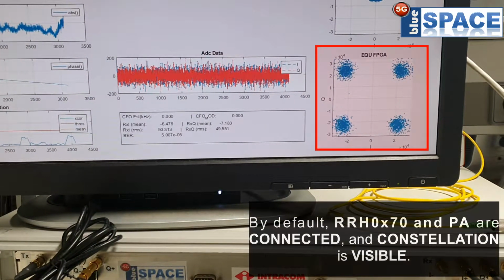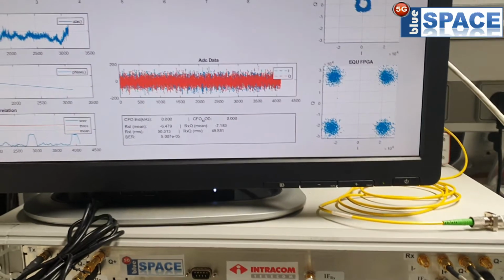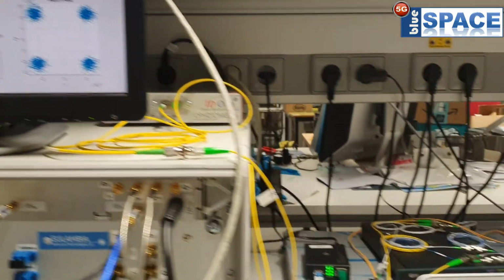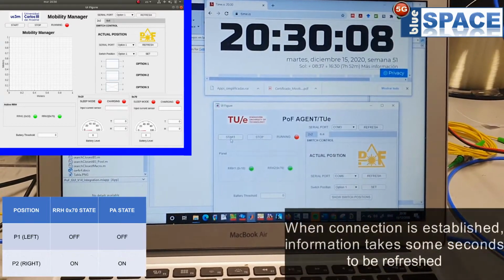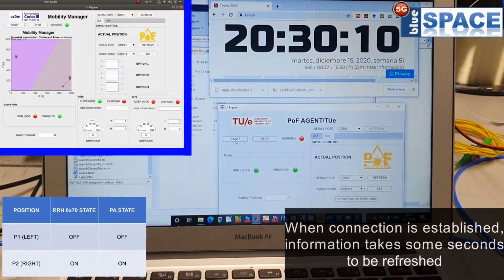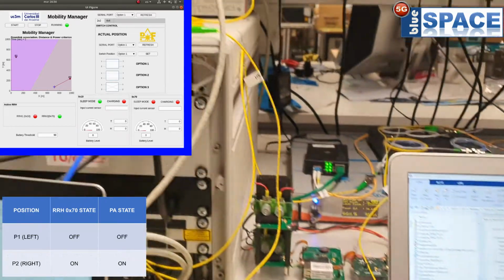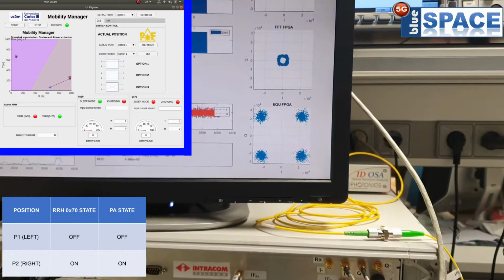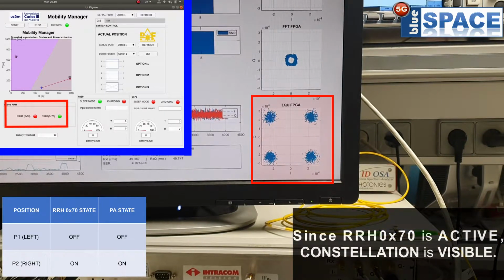By default, RRH and electrical power amplifier are connected and constellation is visible. When connection is established, information takes some seconds to be refreshed. The user is on the right, so the RRH is active and the power amplifier is on. Therefore, the constellation of the received signal is visible.